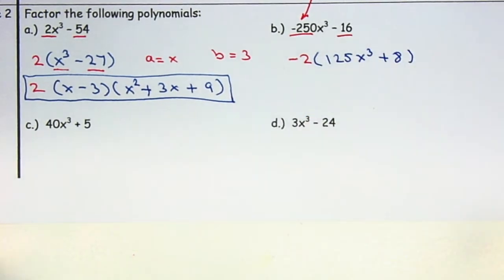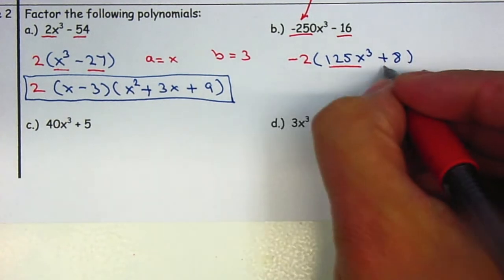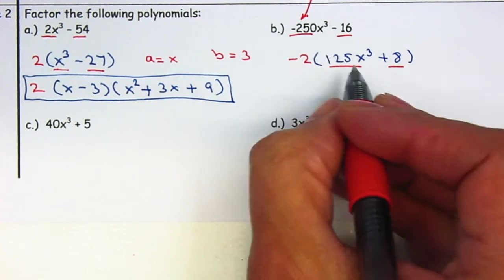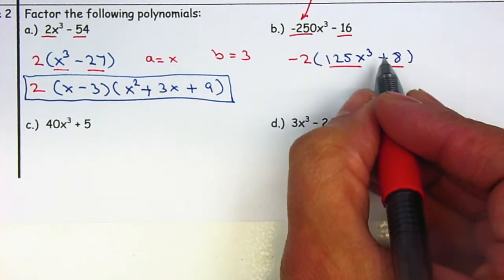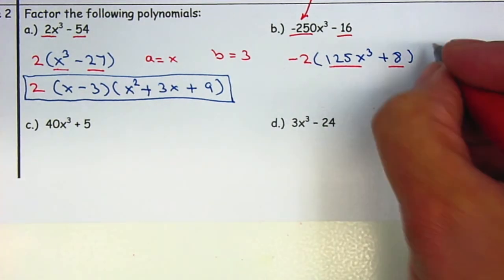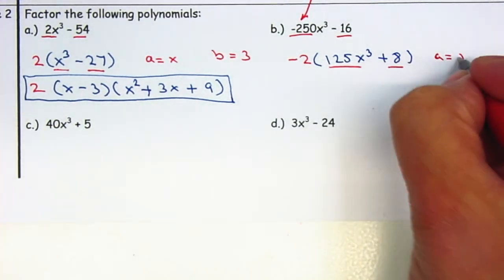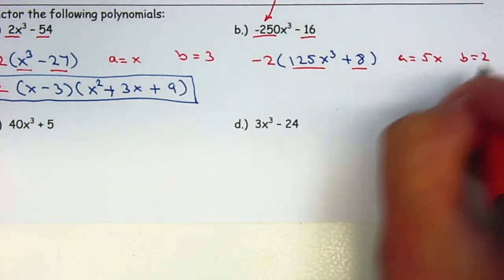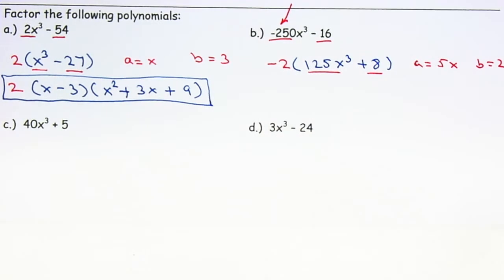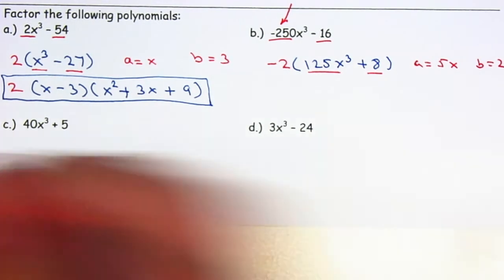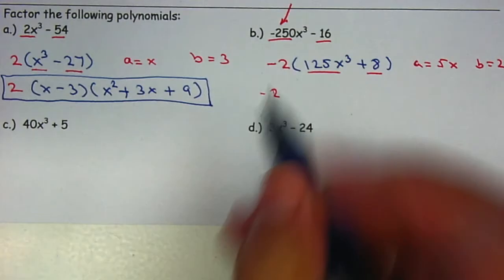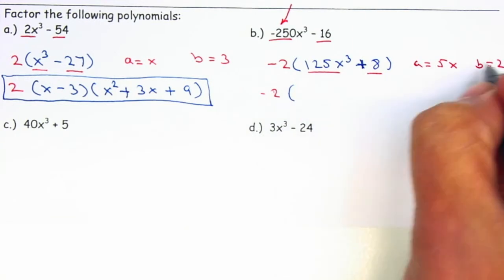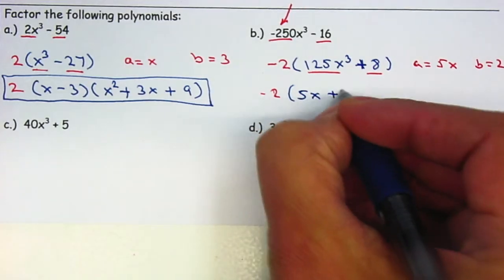Positive 8. Now if you notice, now they both are cubes. Before they were not cubes, so you were not able to use the formula. Now that they both are cubes, and there's a plus in between, we can use the special formula. A will be 5x, and b will be 2. The negative 2 needs to be brought down. Then the one with the positive will be a plus b, 5x plus 2.